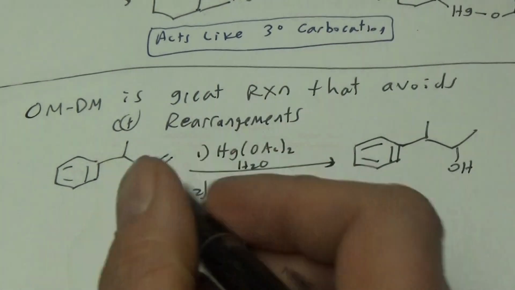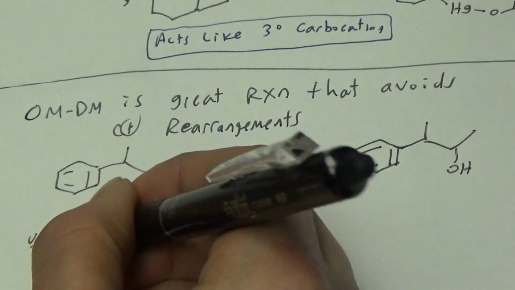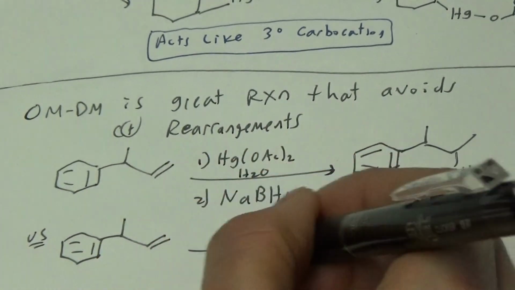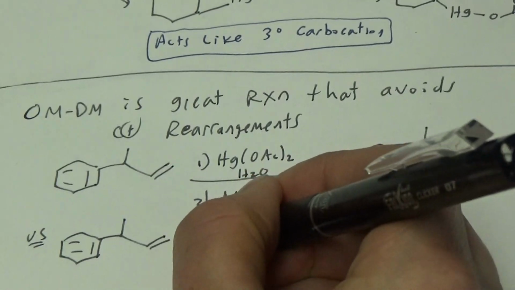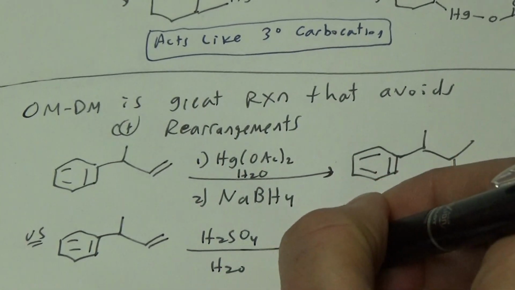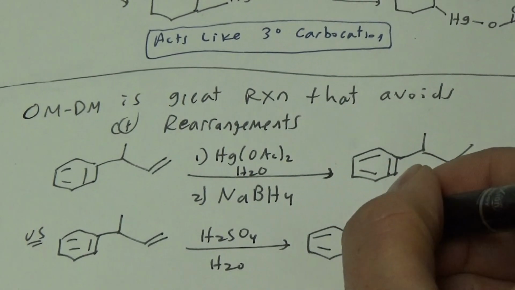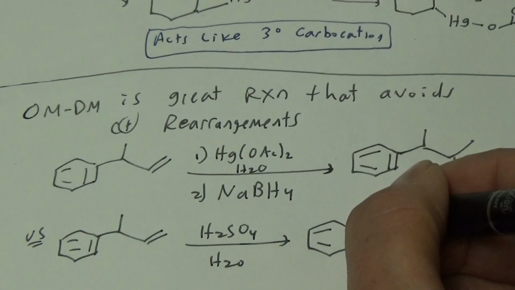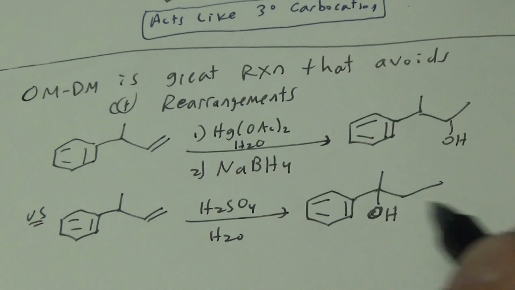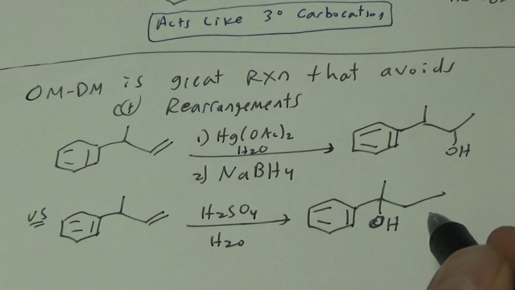But what was the bad way to do this reaction? The same exact reaction. You could just use H2SO4 and H2O. That was the bad way. Remember the bad way? And you would probably get something more like that, because the alkene would attack the acid, you do a hydride shift, and then you get this.